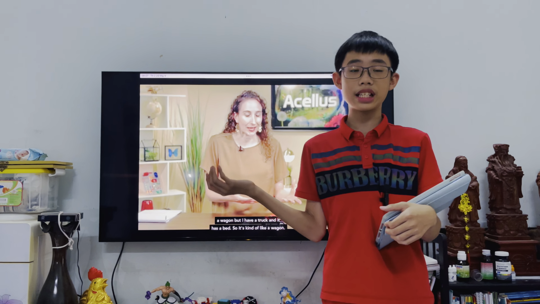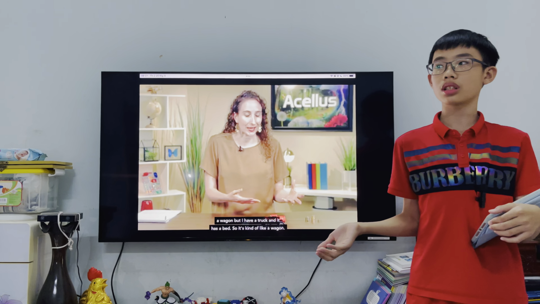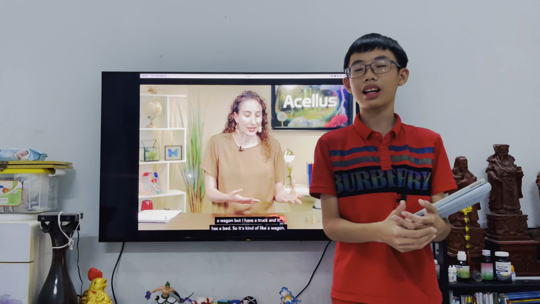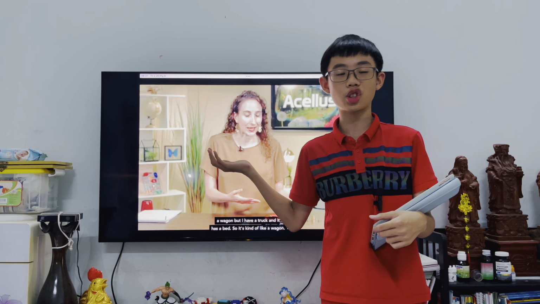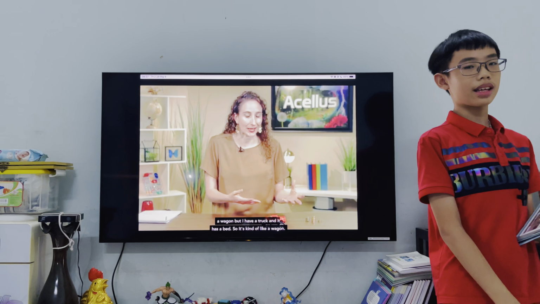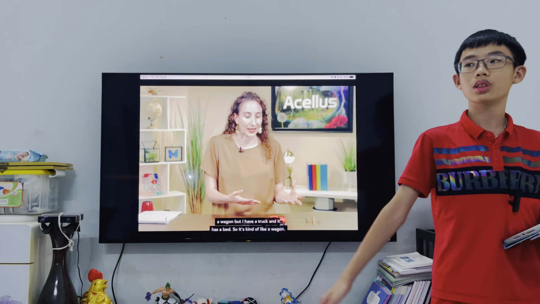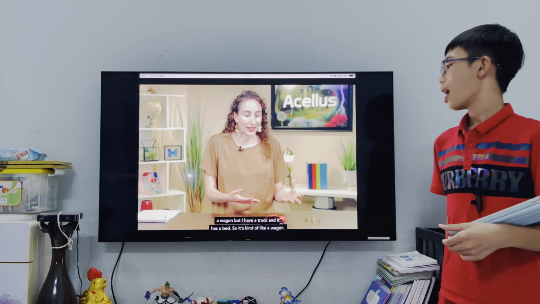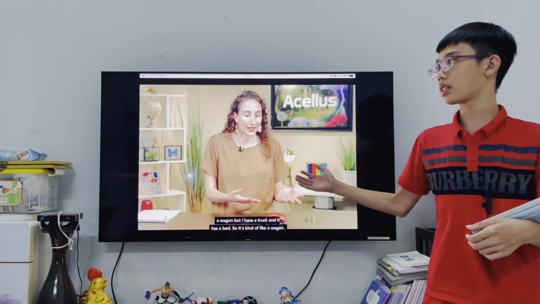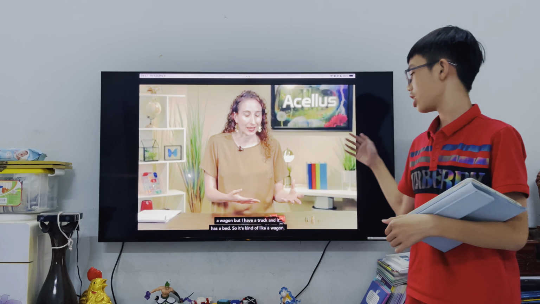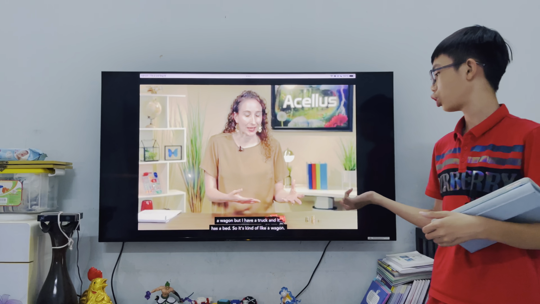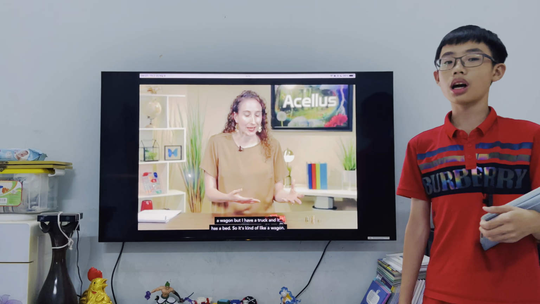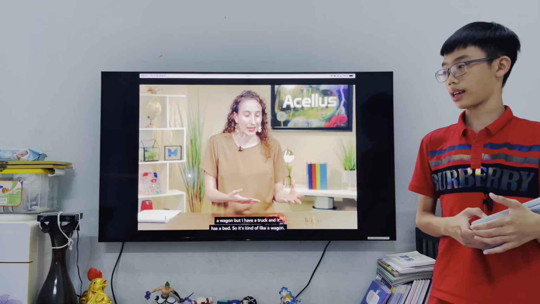A wagon is a tool for us to transfer materials at construction sites. There are some wagons people use to transfer materials, and this teacher doesn't have a wagon. She used a rope and a truck which has a bed, so it is kind of like a wagon.